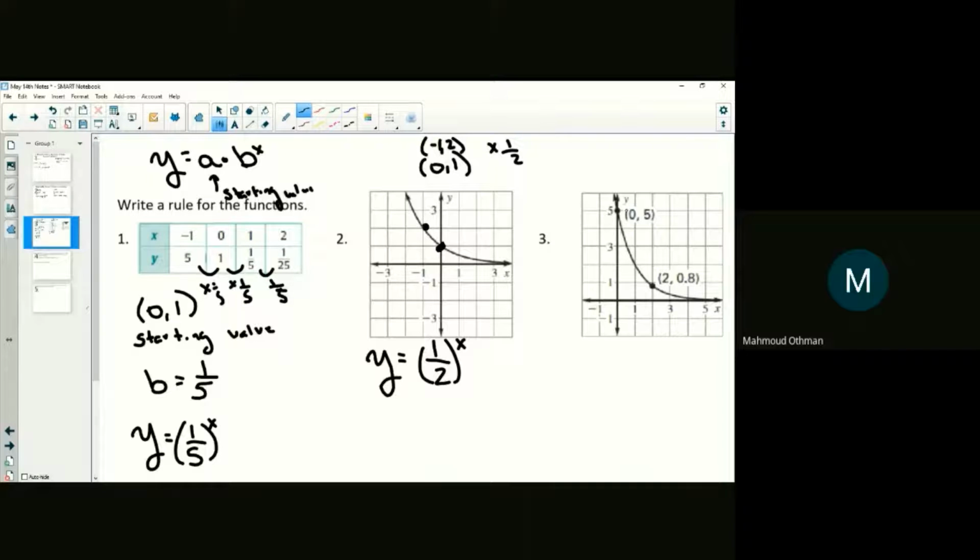Now this one right here. My starting value is (0, 5). That's my initial value, my y-intercept. It looks like this one crosses here, which is (1, 2), but I'm not entirely sure.